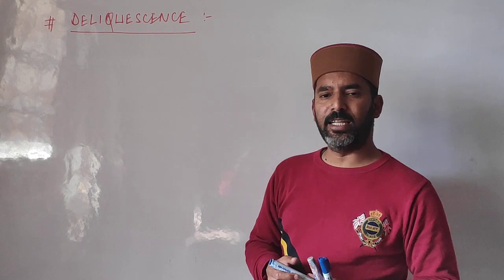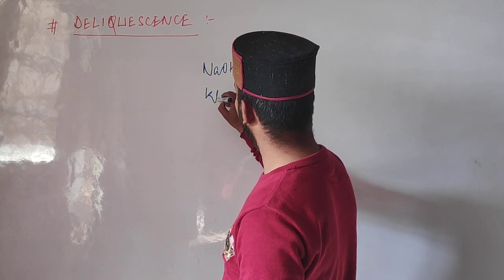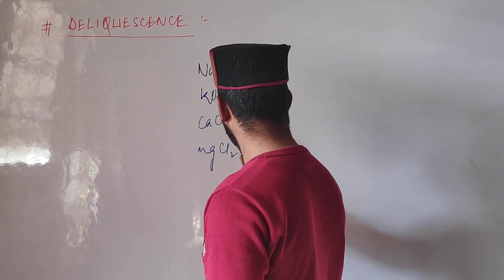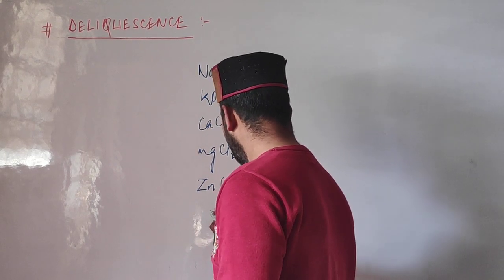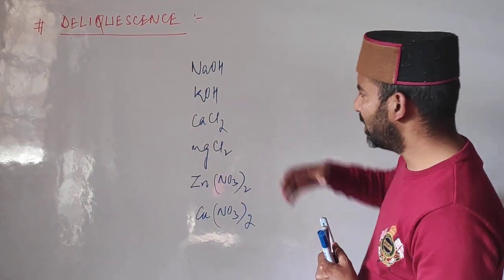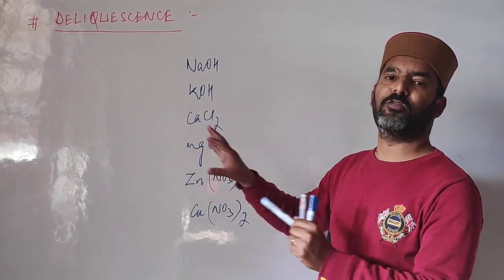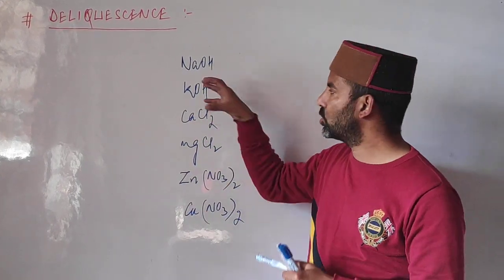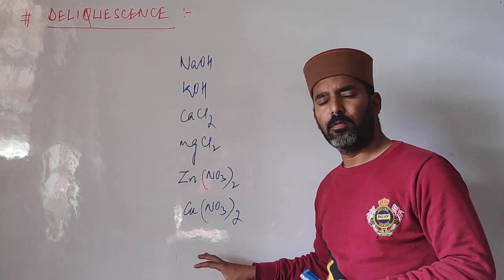The common examples of delicescent substances we have are sodium hydroxide, then potassium hydroxide, then calcium chloride, magnesium chloride, then we have nitrates, zinc nitrate, copper nitrate, etc. So students, all these substances are delicescent, which means ये सभी substances को जैसे ही आप expose करोगे, say under ordinary condition to the atmosphere, they absorb moisture from the air and ultimately they dissolve in the moisture absorbed to form a saturated solution. That means they become moist.